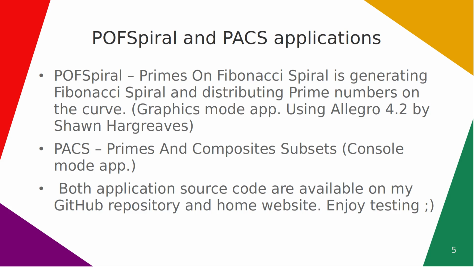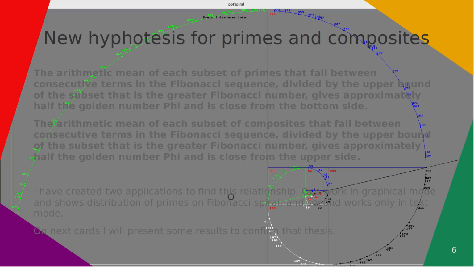For primes, 1/2 of phi is less than or equal to the arithmetic mean of all primes in the interval, divided by f of n. For composites, 1/2 of phi is greater than or equal to the arithmetic mean of all composites in the interval, divided by f of n. In the results slides, the author multiplies the right-hand side by 2 to compare directly against the full value of phi, rather than half of phi.